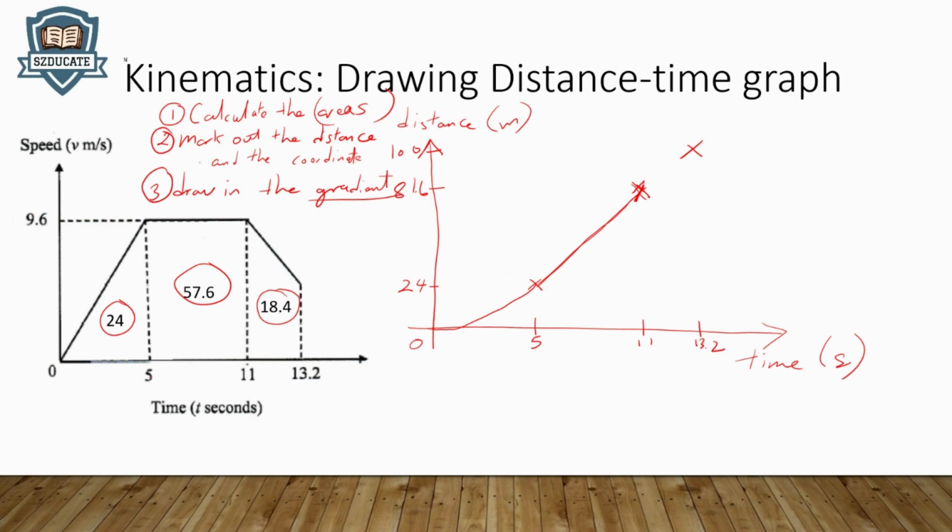Next, from 11 to 13.2, what's happening? The speed is decreasing, from 9.6 to a certain value that we don't know, but we know it's decreasing. But has it reached 0? No, it has not, so you must take care. Is the gradient negative? No, it's positive. Is the speed negative? No, it is still positive speed. That means the gradient is still sloping upwards, but it's becoming lesser, more gentle. So you must curve in this way.